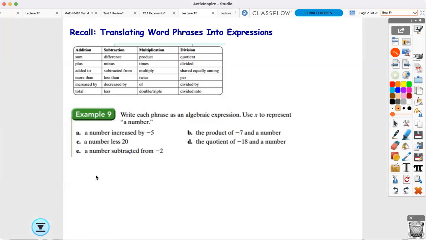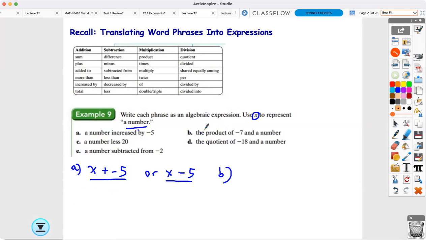All right, let's take a look at A. A number increased by -5. So what symbol do we use for the number? The number is x. It's increased by, which is addition, -5. But we know plus a negative is the same thing as just minus 5. So we're done with A.